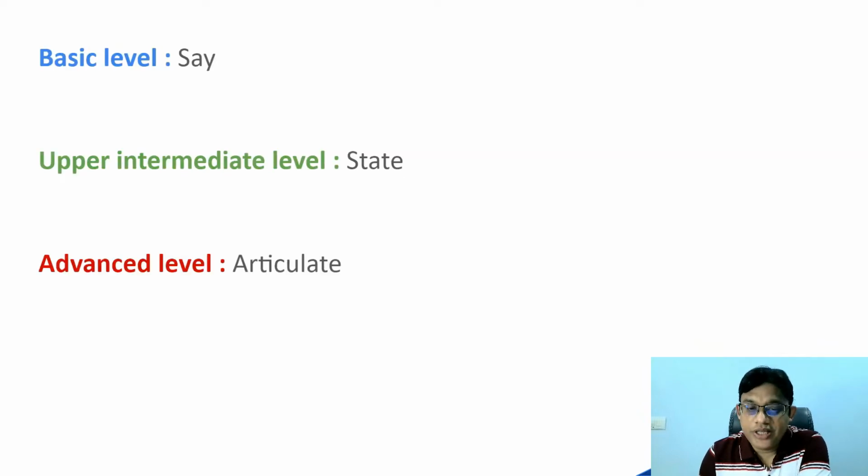Say, state, articulate. Articulate sounds much better. So you articulate something means you explain something in a beautiful way, right? So you articulated it or stated. So use state or you can use articulate. Either of these, whichever you are comfortable, you can use it in the sentence. So use either state or articulate.